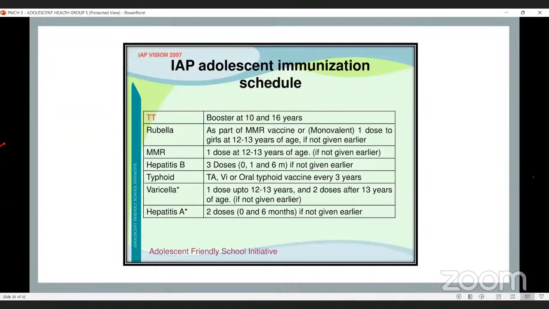So this is the IAP adolescent immunization schedule: tetanus booster at 10 and 16 years old; rubella as part of MMR vaccine, 1 dose to girls at 12 to 13 years of age if not given earlier; MMR, 1 dose at 12 to 13 years of age; Hepatitis B, 3 doses, at 0, 1, and 6 months if not given earlier; Typhoid, TAVI or oral typhoid vaccine given every 3 years; Varicella, 1 dose up to 12 to 13 years and 2 doses after 13 years of age; Hepatitis A, 2 doses, at 0 and 6 months if not given earlier.